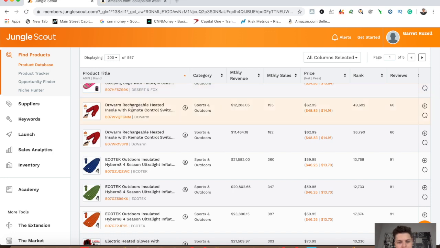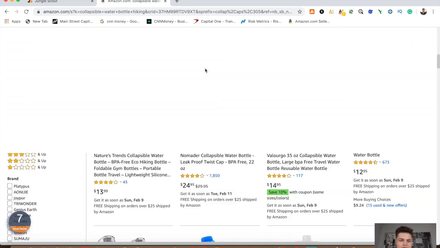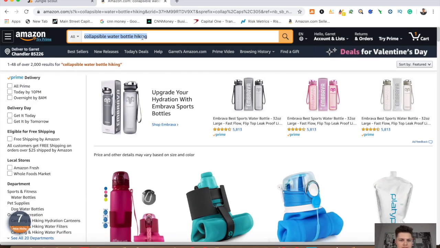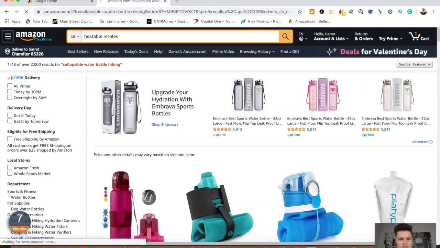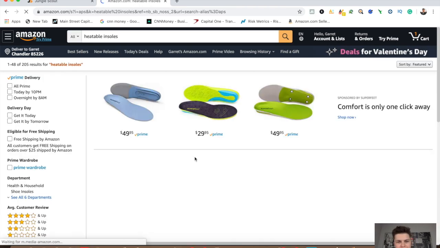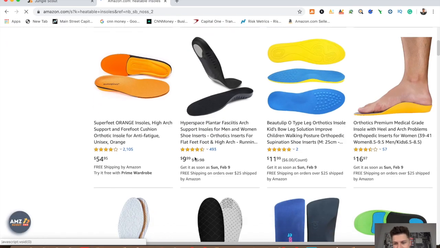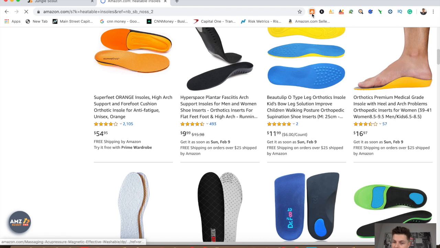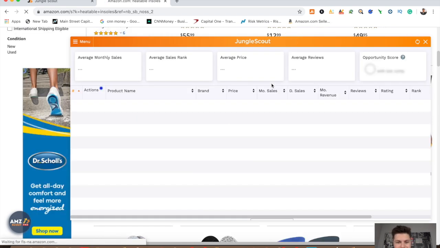Heated insole with removable control switch. So let's do heatable insole. I've never even heard of, I didn't even know they had heatable insoles, right? This is going to be an electric product, so I probably wouldn't recommend doing something like this as your first product, but definitely for some of the people that have experience, I wouldn't mind doing something with an electronic product.